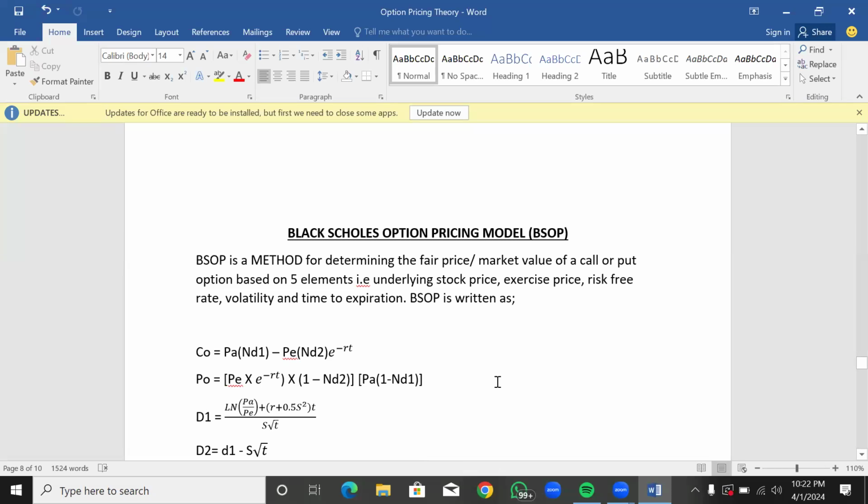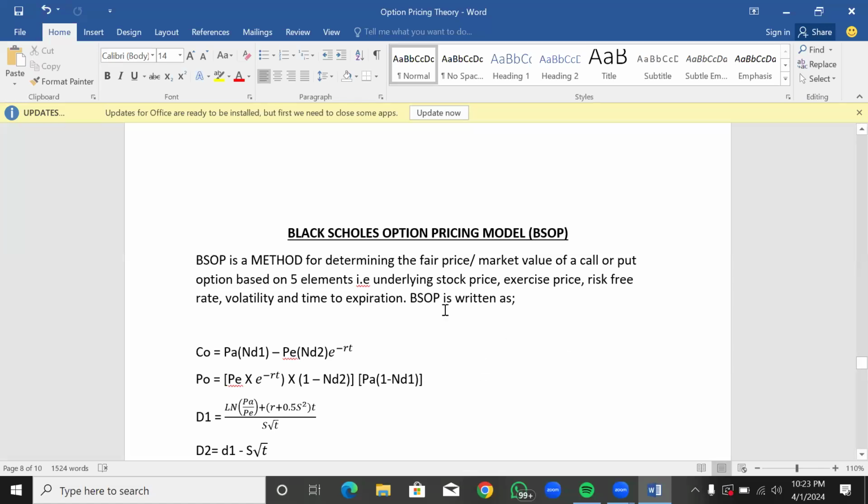So the Black-Scholes option pricing model is a method for determining the fair price or market value of a call or put option. Please, the one we just calculated is the intrinsic value. Intrinsic value is different from market value, so check the meaning of intrinsic in a dictionary, or write it down. In case they ask for something value, they will not put 2 or 3 marks for it, and you will not stress yourself calculating all these things. You will not get it wrong. So intrinsic value is different from the value of a call or put option. This is the value of a call or put option.